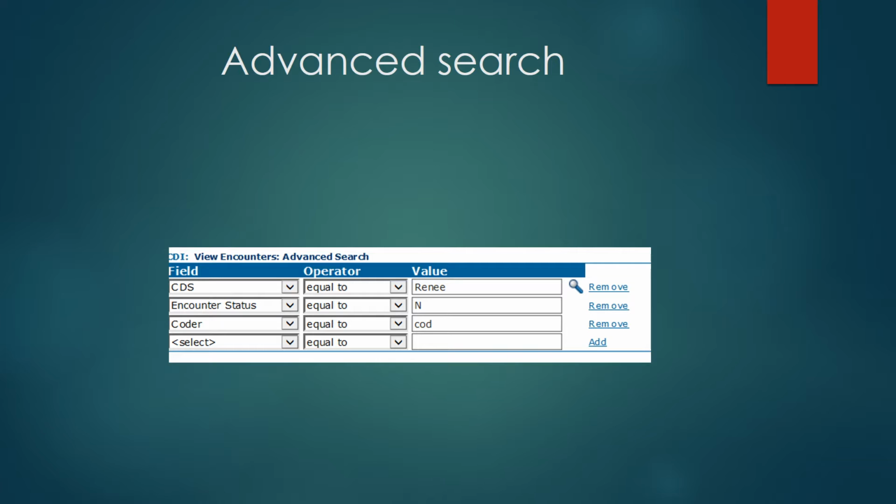Once we've completed our chart and the patient's been discharged, we do what's called reconciling, meaning that we check to see if the codes that we've come up with, the questions we've asked, match what the coders come up with, just so we have an idea of how we've impacted the chart on this admission. So I would do an advanced search. I look for the CDS, which is me. The encounter status is N for not reconciled. And if I have a coder, then that means that it has a final DRG by the coder herself.